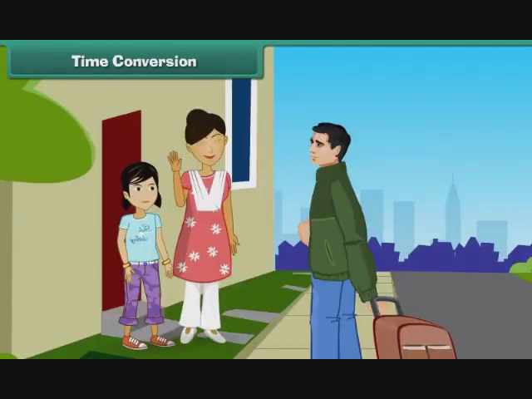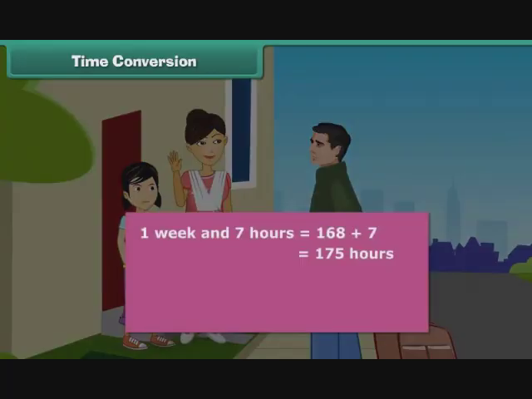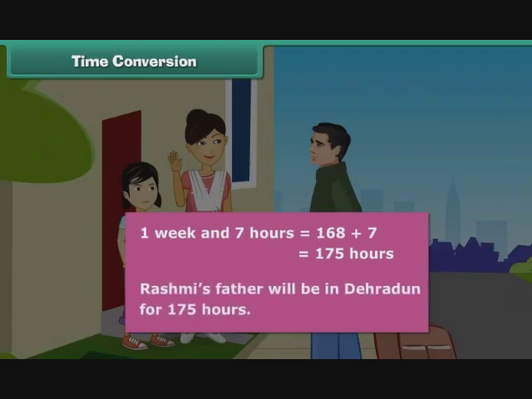Larger to smaller units. Rashmi's father has left for Dehradun. He will be there for a week and 7 hours. Express his stay in Dehradun in hours. 1 week is equal to 7 days. 1 day is equal to 24 hours. 7 days is equal to 24 multiplied by 7 is equal to 168 hours. 1 week and 7 hours is equal to 168 plus 7 is equal to 175 hours. Rashmi's father will be in Dehradun for 175 hours.